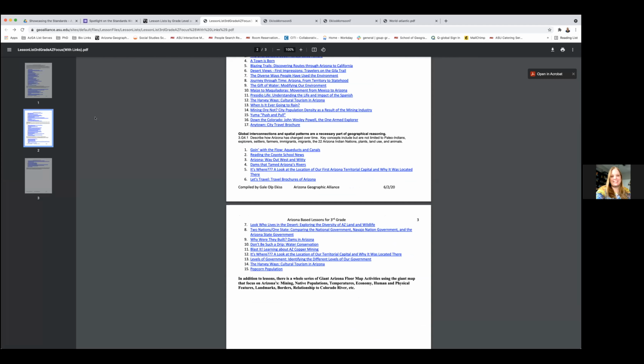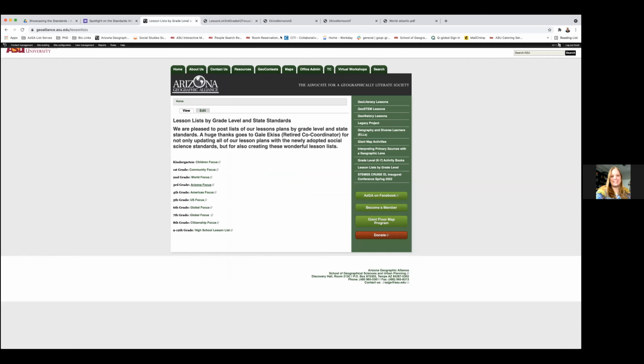We also have what we call our giant floor map. If you put in the chat, is there anybody that has used our giant floor map or heard of our giant floor map?